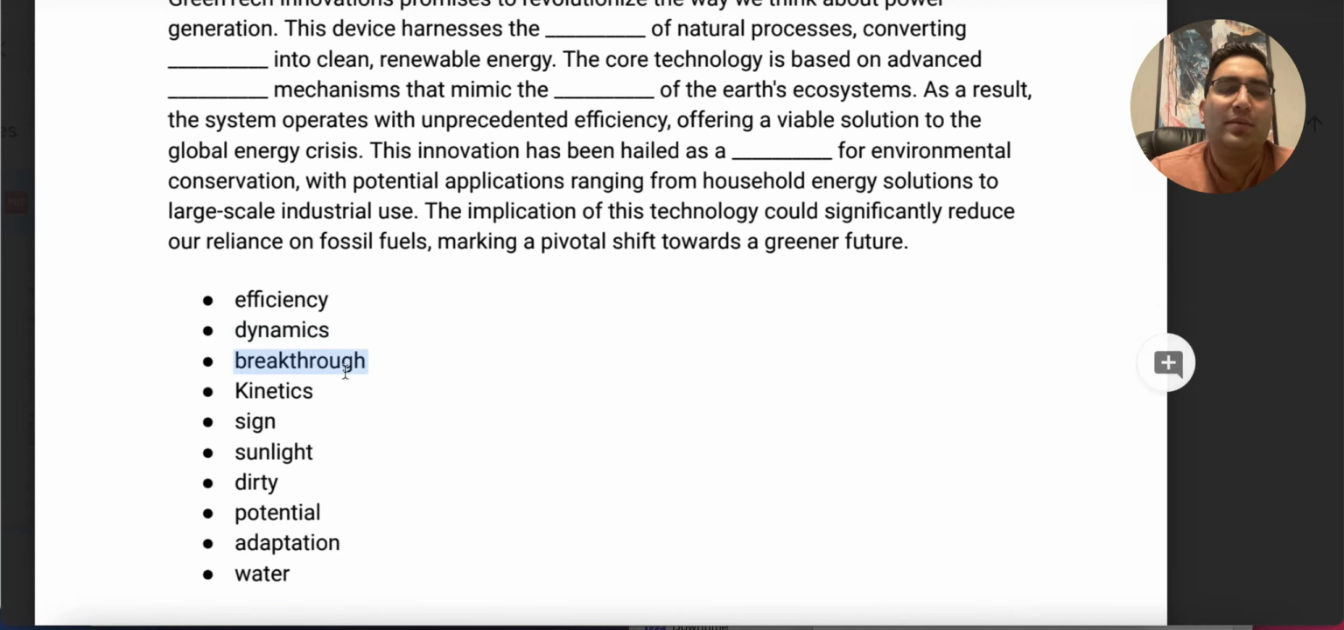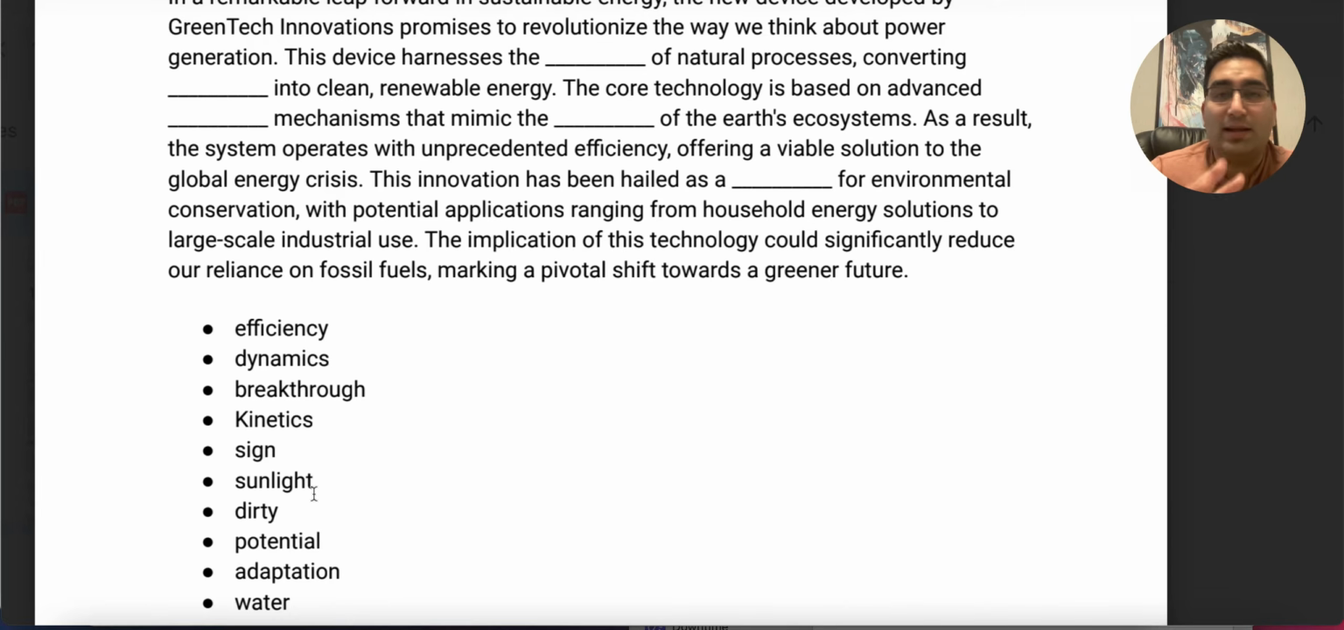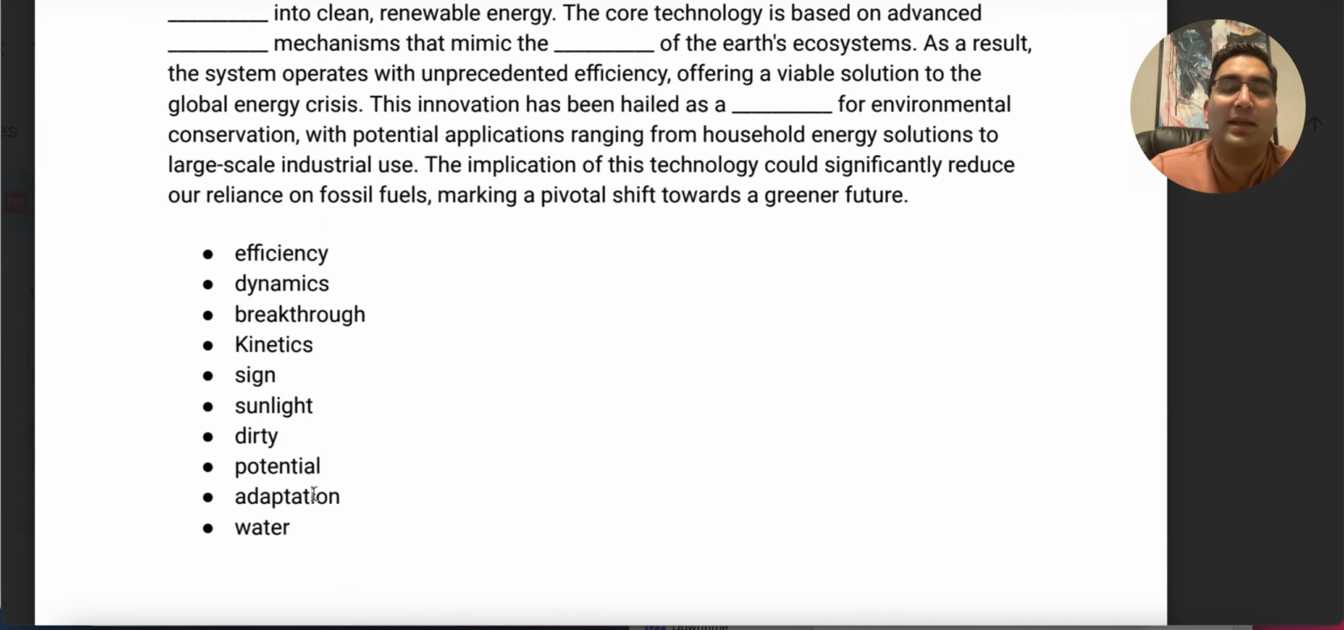We have done this one. Breakthrough is taken. You cannot harness kinetics. Kinetics, well, you can maybe. Kinetics is the movements. So maybe, yeah. All right, everything looks good so far. Harnesses the sign. We cannot harness any sign. The sign is different. You cannot use that and make it better.